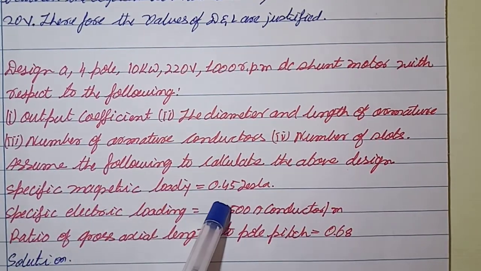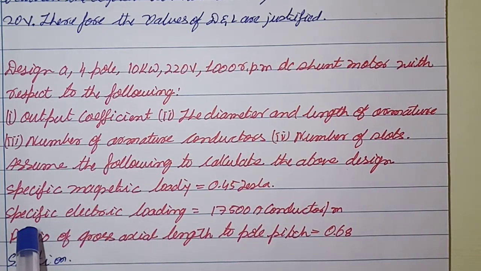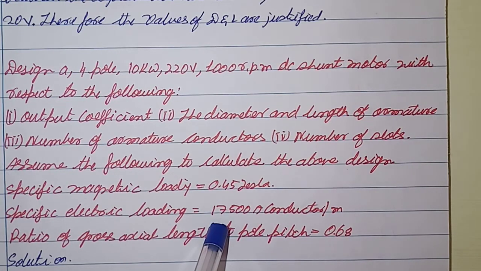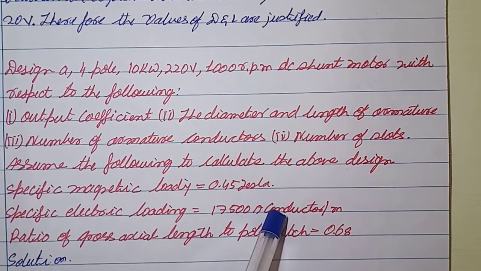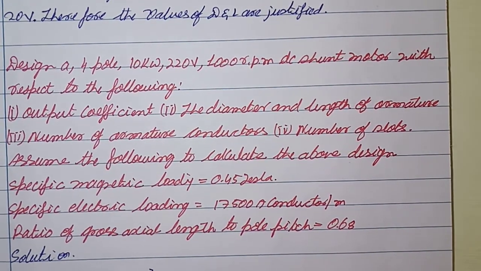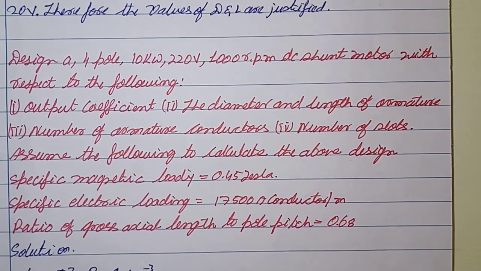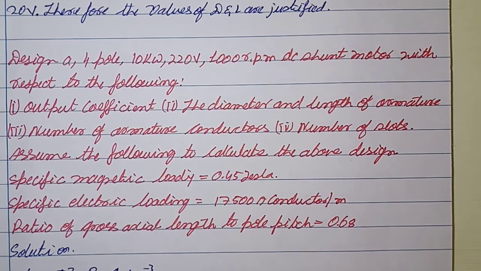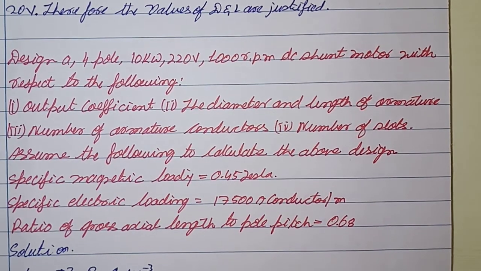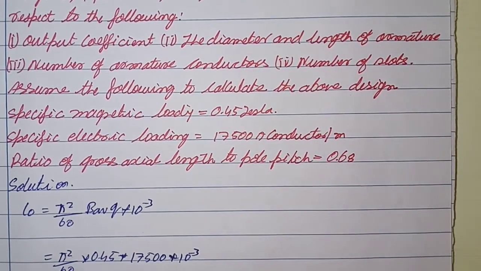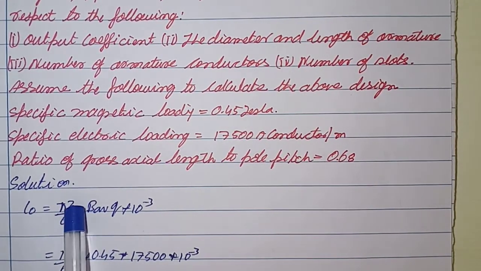Specific magnetic loading is 0.45 Tesla, specific electric loading is 17,500 ampere conductor per meter, and the ratio of gross axial length to pole pitch is 0.68. Okay, so with these given data, we have the basic equation.